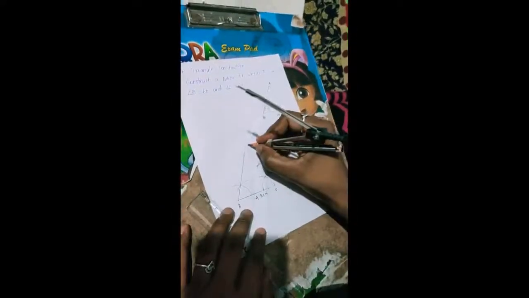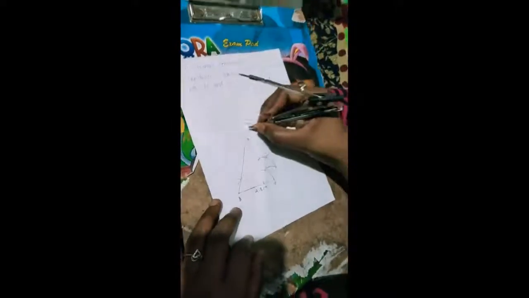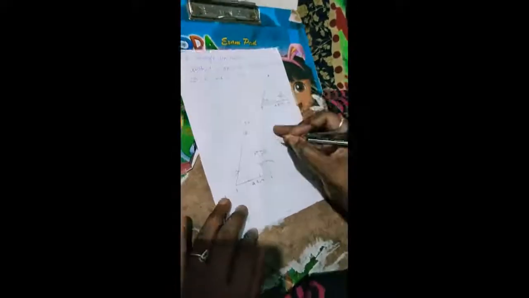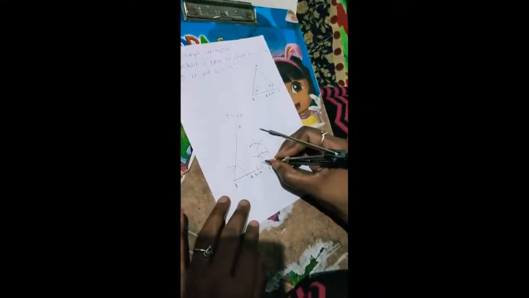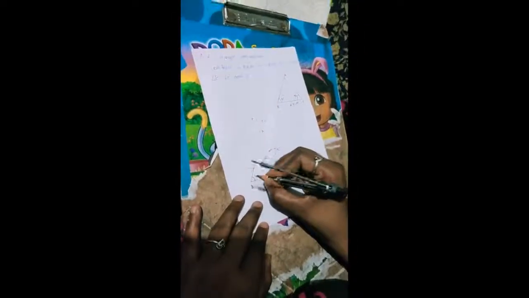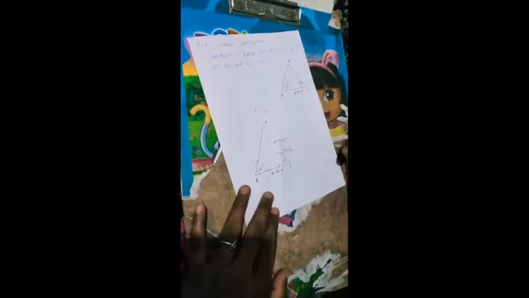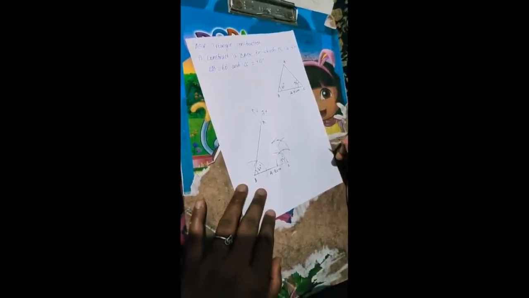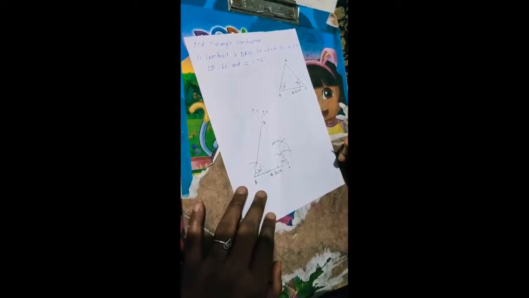So we have to name the triangle. This is A, and this full line is X, and this is Y. Here it is 75 degree, and here it is 60 degree, and the measurement here is 4.8 centimeter. Already we have written. So this is the ASA triangle construction.